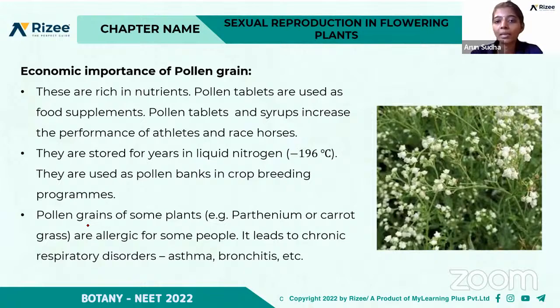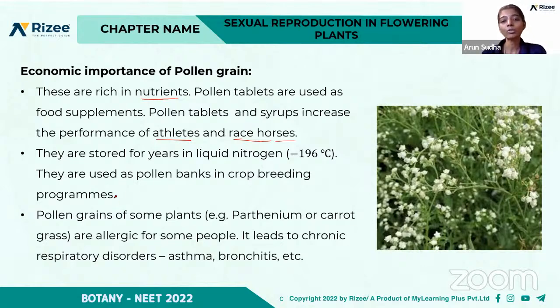And if you see the economic importance of the pollen grains, they are rich in nutrients. So the pollen tablets, as they are rich in nutrients, are nowadays used as a food supplement for giving nutrients, right? They are used as food supplements, and these pollen tablets and syrups increase the performance of athletes and racehorses. If you give the pollen tablets, as they are rich in nutrients, they give more energy, right? So they increase the performance of athletes.